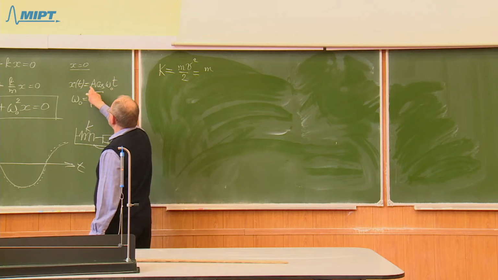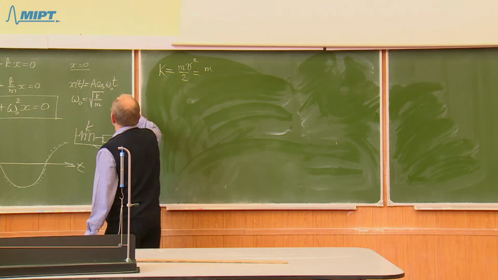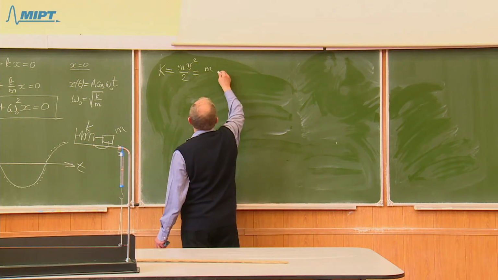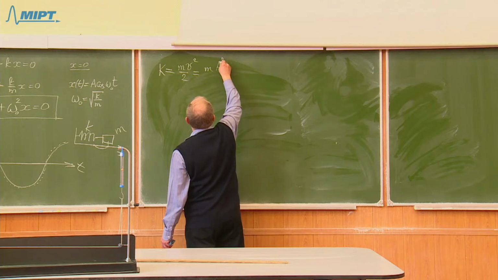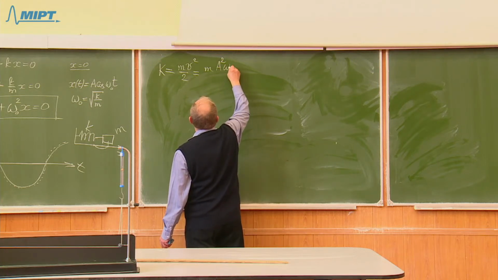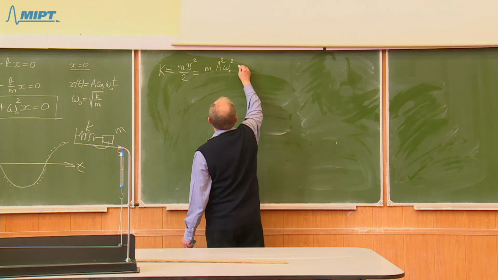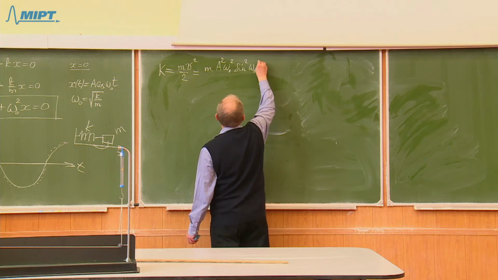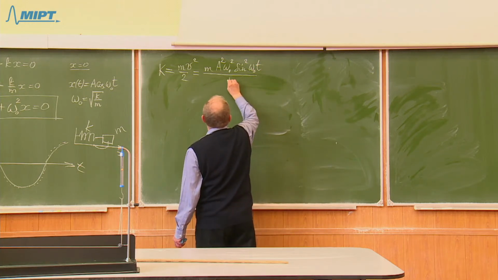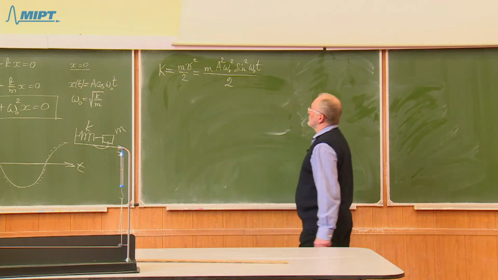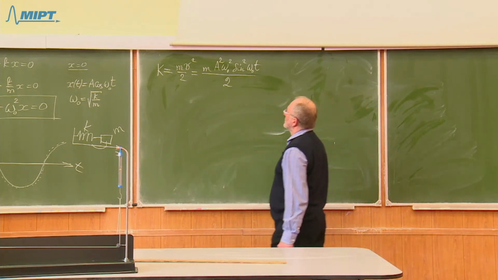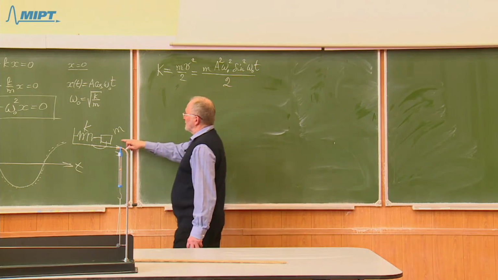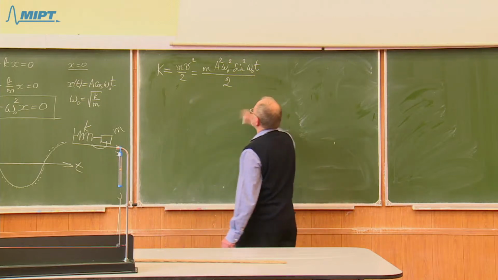That will be minus a omega 0 sine. But when minus is squared, I obtain plus, so that will be a squared omega 0 squared sine squared omega 0 t divided by 2. That will be the kinetic energy of the vibrating body of mass m at any moment of time.